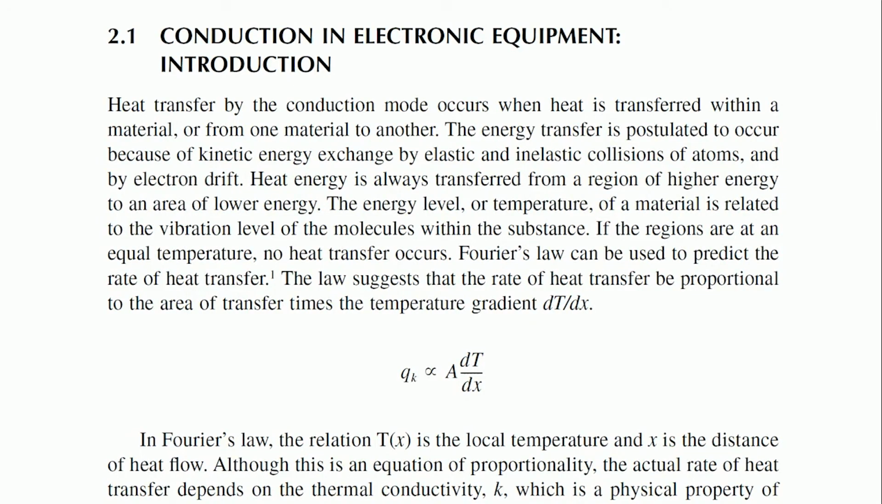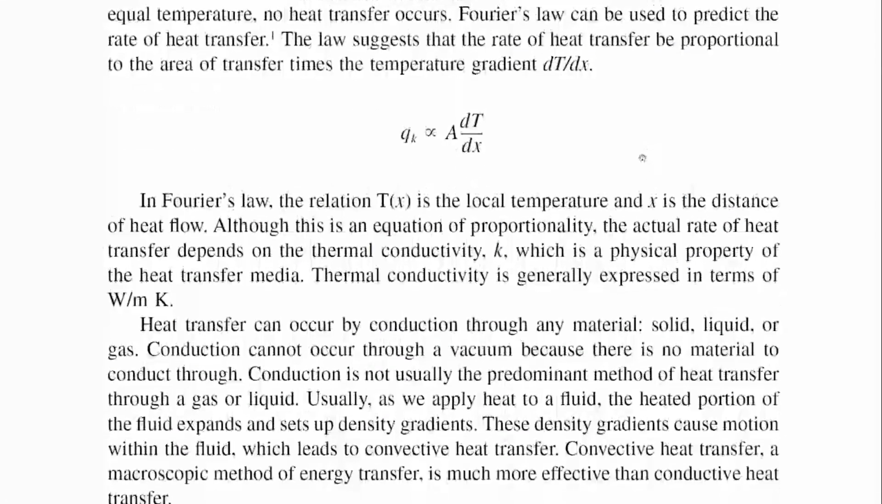I am repeating what has been done earlier. So, you see here, I will just point out, because there is no mouse in this case, if the regions are at equal temperature, no heat transfer occurs. Fourier's law can be used to predict the rate of heat transfer. The law suggests that the rate of heat transfer is proportional to the area of transfer times the temperature gradient. Seen this, no? This is what I was telling you. Area, one is area here and temperature gradient. This is where you need to reread what is already written there.